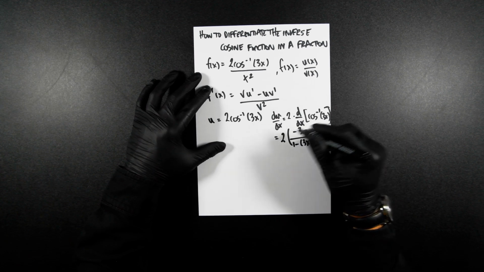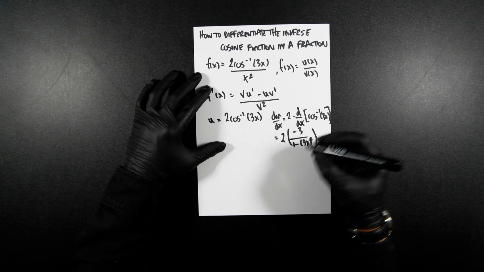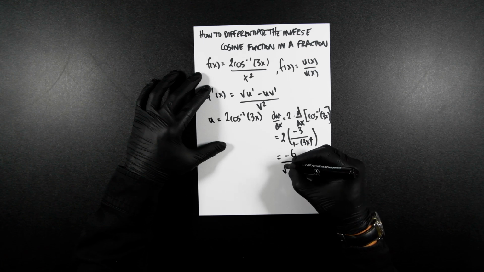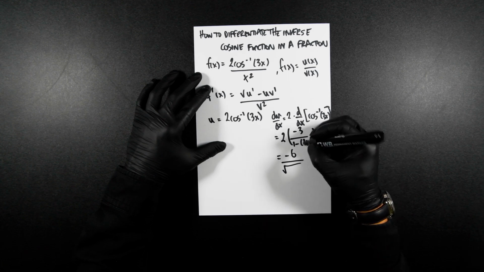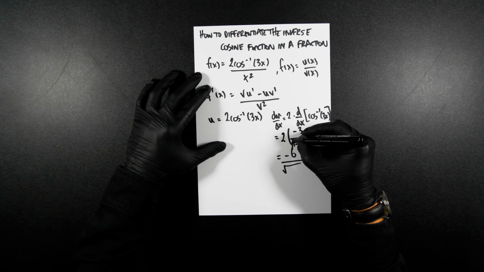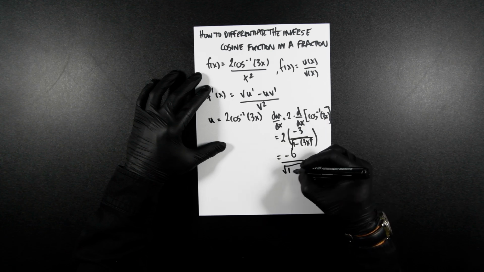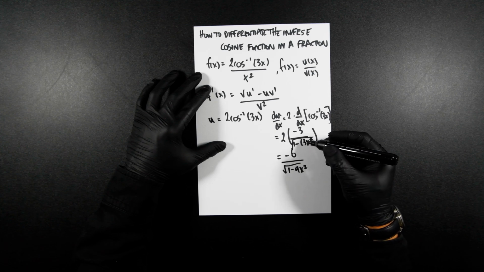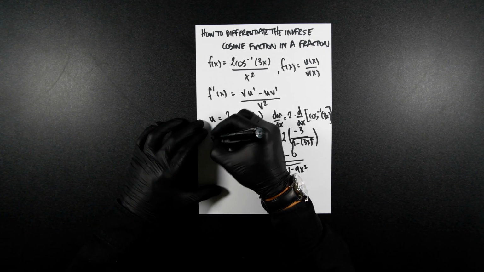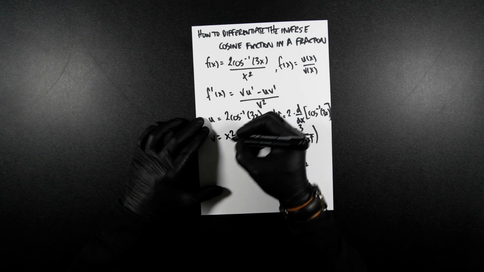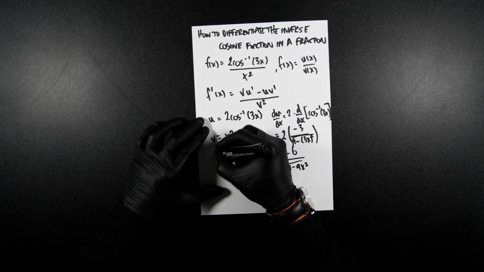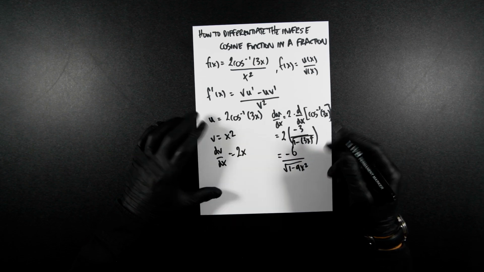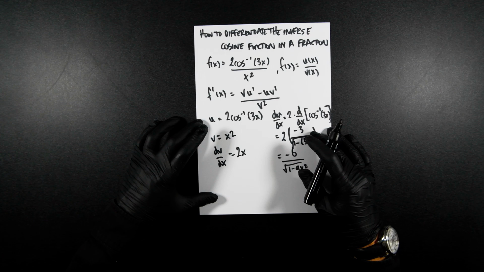We can now simplify this, so obviously you multiply the 2 in, and so you're going to get minus 6 over the square root. Oh, I missed the square root here. The square root of 1 minus 9x squared. I've just squared the 3 in. We now know that v is x squared, so therefore dv/dx is pretty simple. That's 2x. So maybe I can fit this all in here.